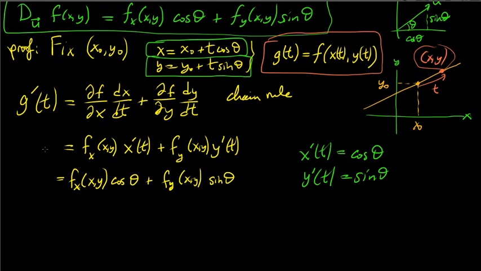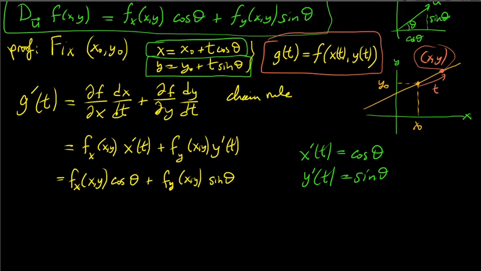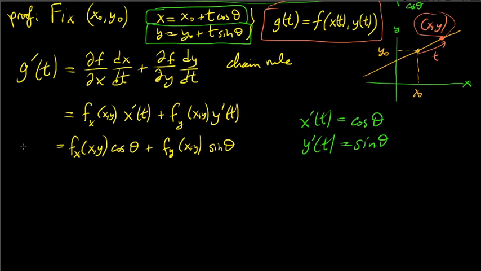Right. Now it looks like we're done. It looks like that's what we wanted to show, but technically we wanted to show this, right, at a particular point, at x0, y0, at this point here. Okay, so in order to do that, we have one more step here, right? What we really need is to take the derivative of g at t equals 0. Right? At t equals 0.